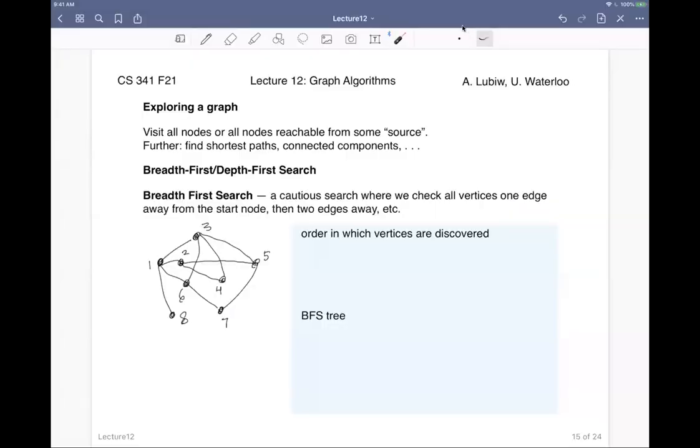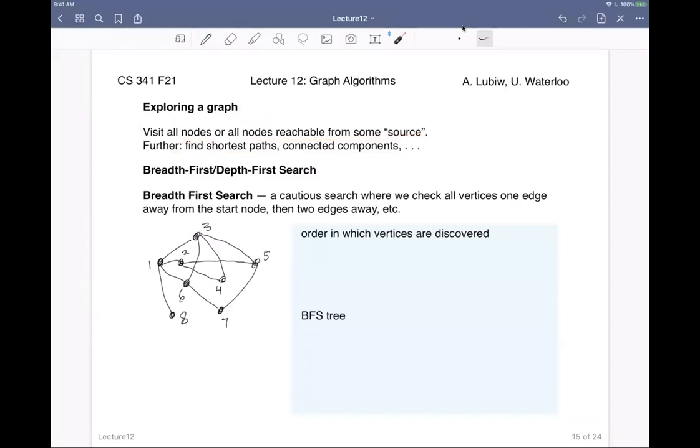Okay, so now we're turning to the topic of exploring a graph. This will be review because I know you have seen breadth first and depth first search before, perhaps in the context of trees only, and here we're doing it for graphs. So the idea of exploring a graph is that we want to visit all the nodes, or perhaps all the nodes reachable from some source node, some starting node or vertex. And furthermore, in the process of doing that exploration, we're going to be able to find shortest paths, find connected components, and do other good things that I'll tell you about.